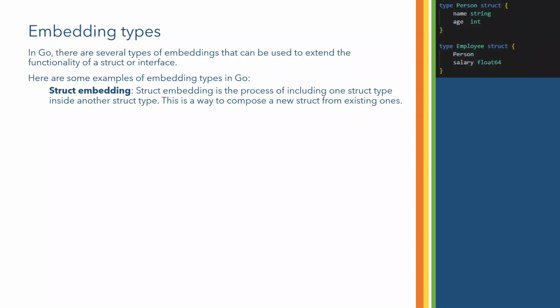For example, the type Person has a name and age, and the struct Employee has the Person embedded, and salary is the new field of the Employee structure.